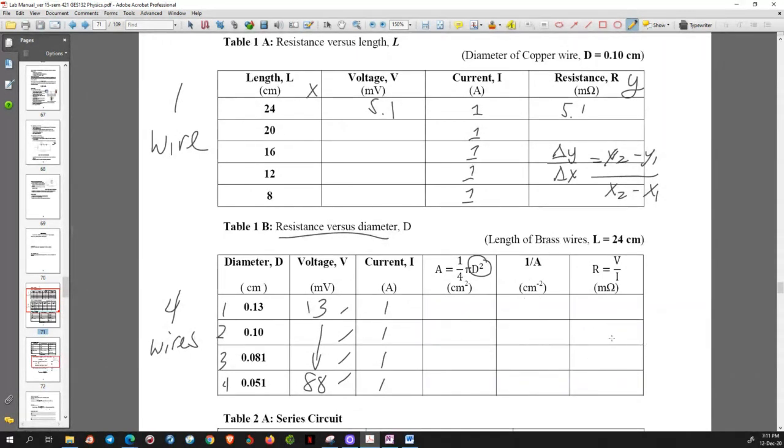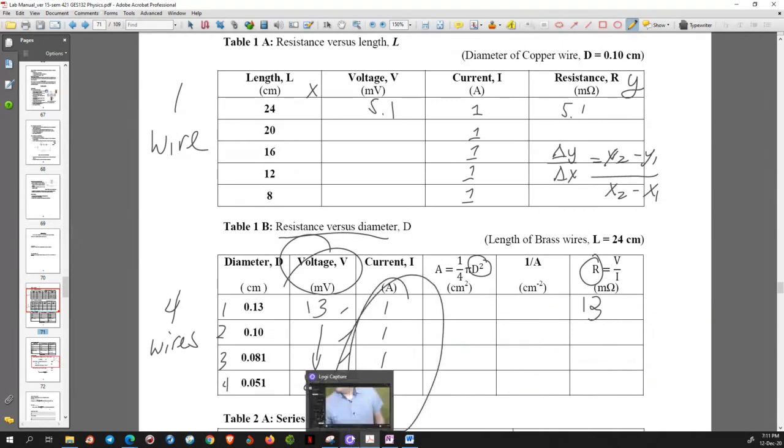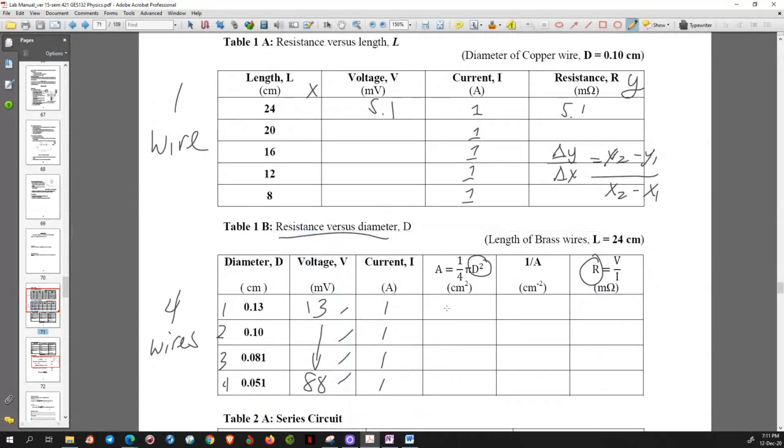Once you have 1 over a, you take the value of r. Again, the value of r is the same as the voltage because we are dividing by current. Where is the 0.25 coming from? Okay. Is that clear? Yes.